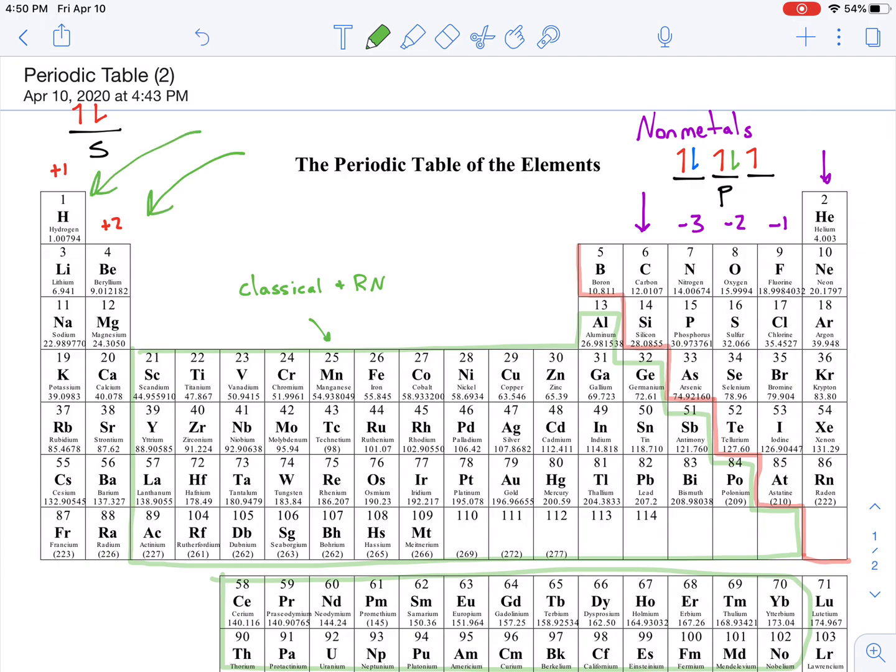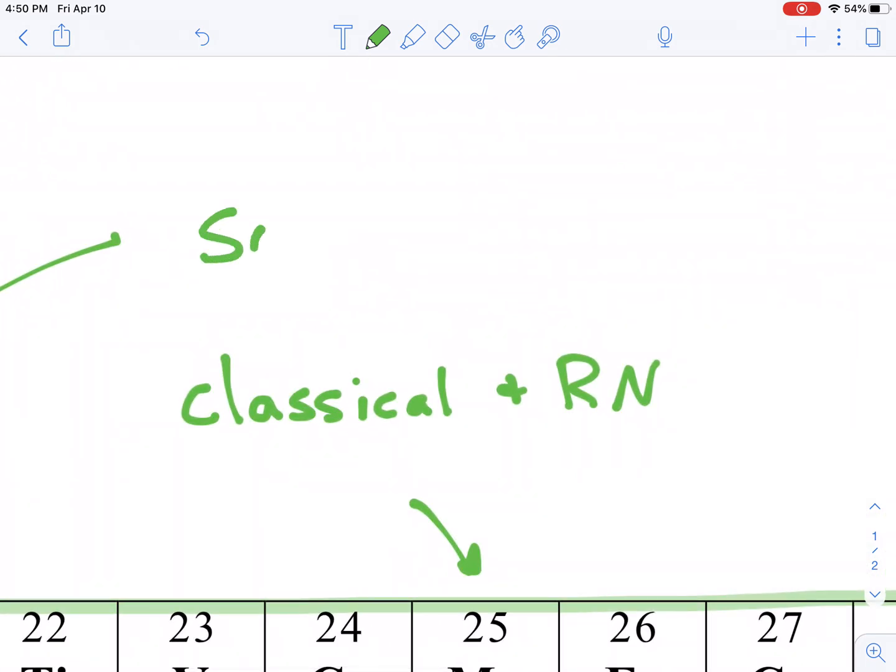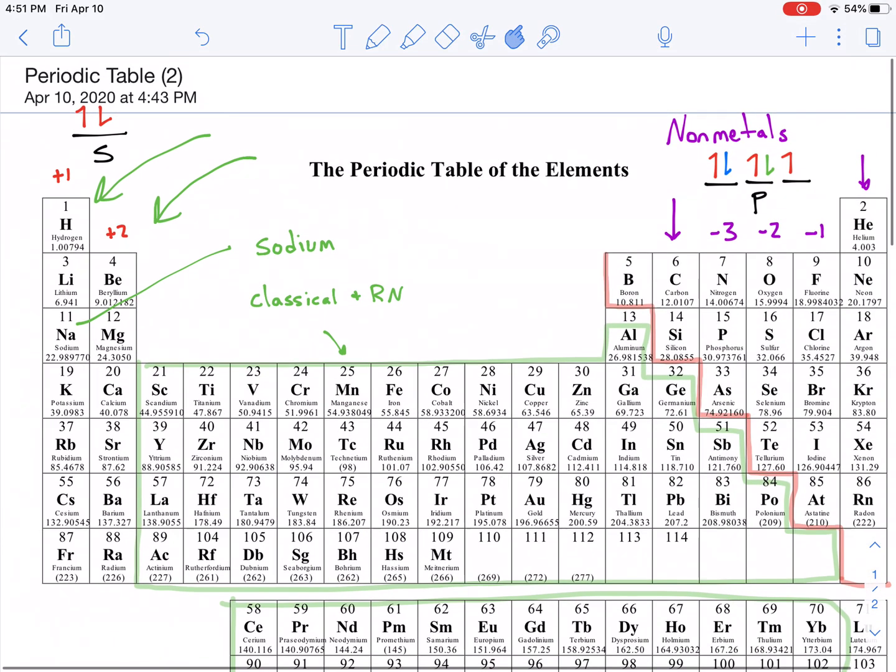Cations that always have the same charge do not get a Roman numeral. In fact, it's incorrect if you give them a Roman numeral. So for instance, if we look at sodium, sodium is always a +1. We do not write sodium Roman numeral 1, ever. We never do that, right? Why do we not do that? Because it's always a +1, so we don't put that Roman numeral with it. It's just sodium. Whereas something in the green box requires a Roman numeral, with now the exception of those 5.